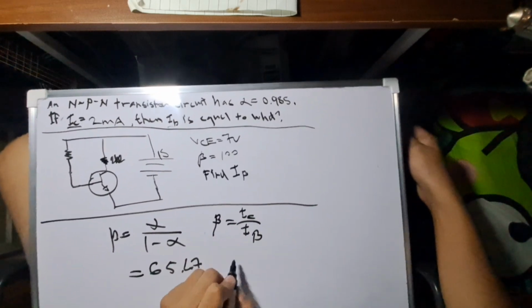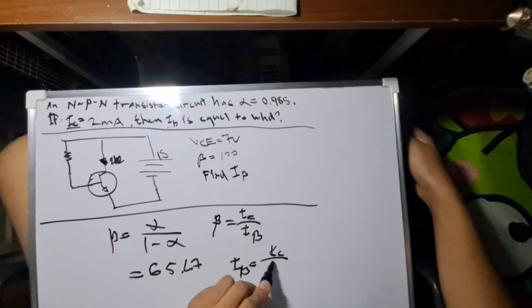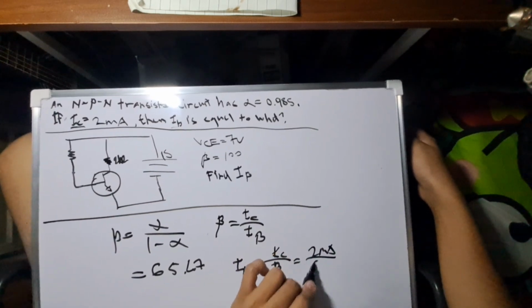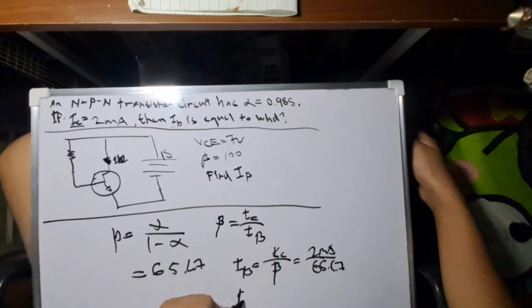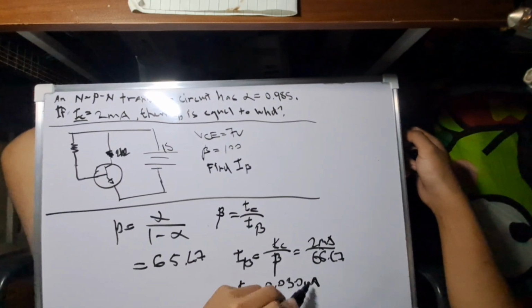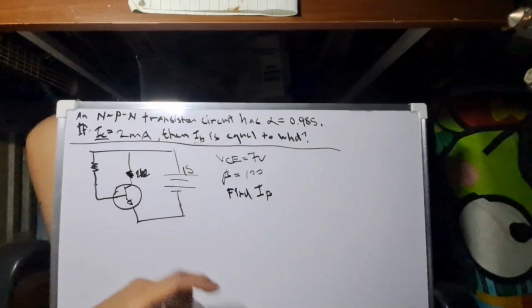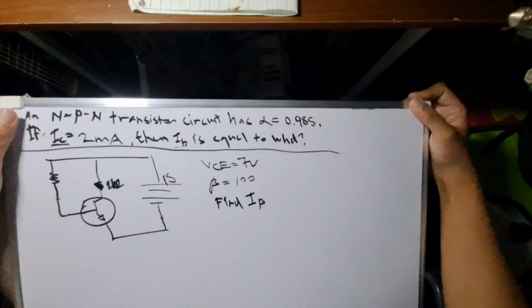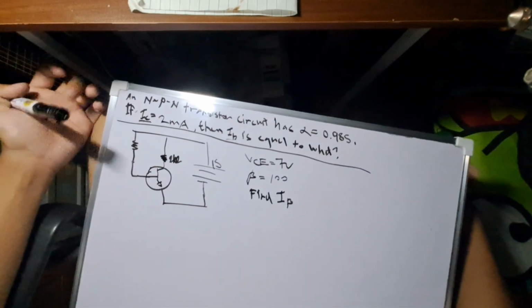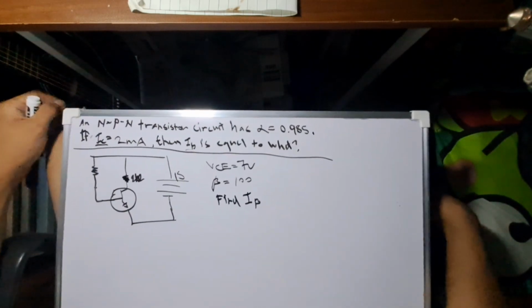And let's work around this. So IB now is equals to IC over beta, 2 milliamperes all over 65.67, giving us IB is equals to 0.030 milliamperes. Given this equation, find IB. And VBE is negligible. So, huwag natin siyang pakilaman. But we have a given of VCE, collector to emitter voltage, is equal to 7 volts. And our beta is equal to 100.